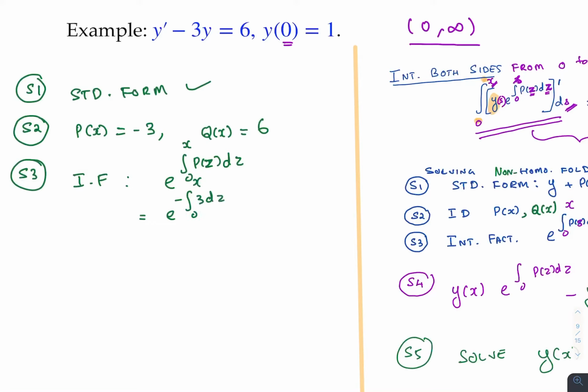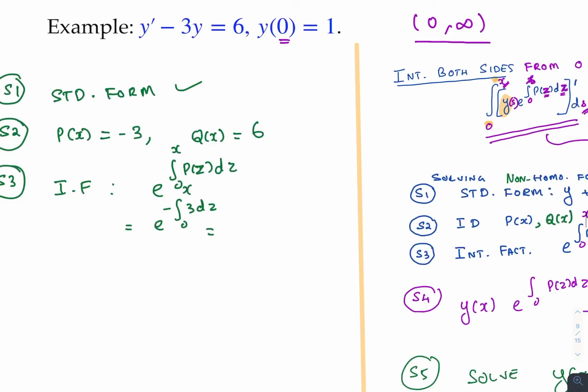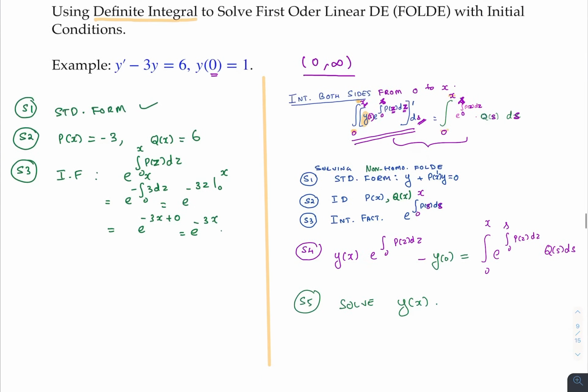If I do the integration, that's going to give me e to the negative 3z from 0 to x. If you simplify that, that is going to be e to the negative 3x minus 0, which is e to the negative 3x, right? That's all I have there.